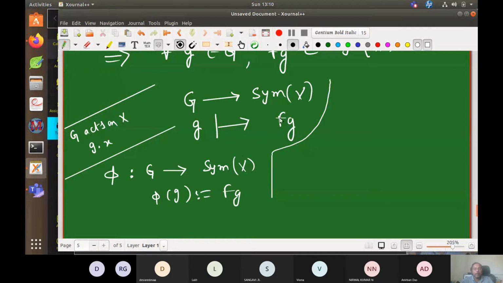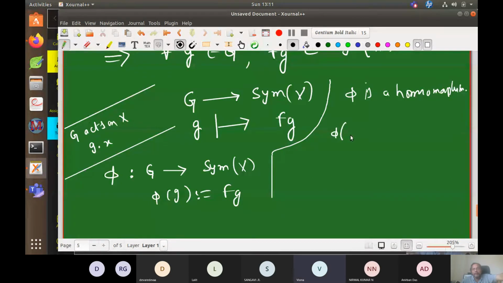Now, is it a homomorphism? As Sanghavi told, is phi a homomorphism? That is the question. So can somebody come up? What is that I need to check? Only one thing, for a homomorphism of groups.